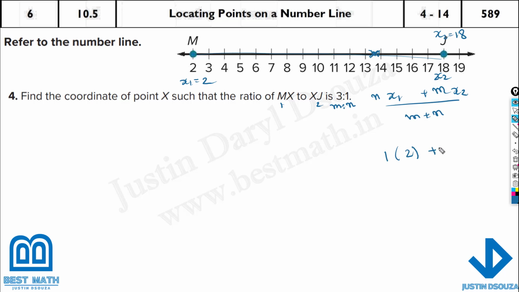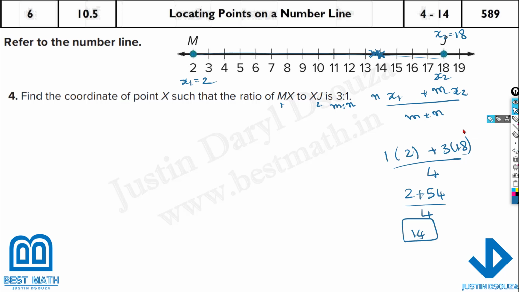So it's 1 times 2 plus 3 times 18 divided by 4. 1 plus, it'll be 2 plus 3 times 18, that's 54. Divided by 4. 56 by 4 is 14. Here the answer is 14. And see, we approximated it almost at 14. It was 13 or 14. So accurately, if you do, it'll be 14.